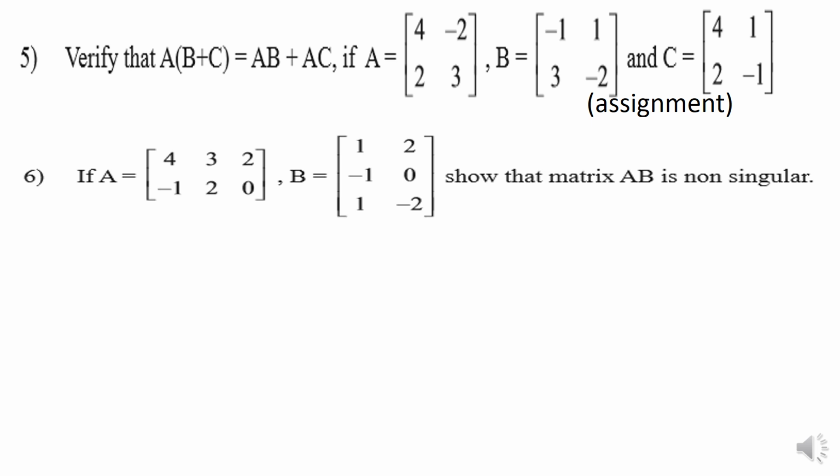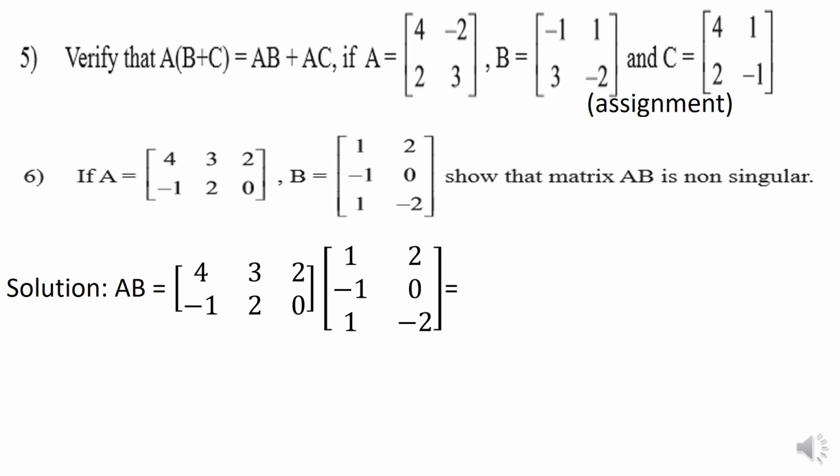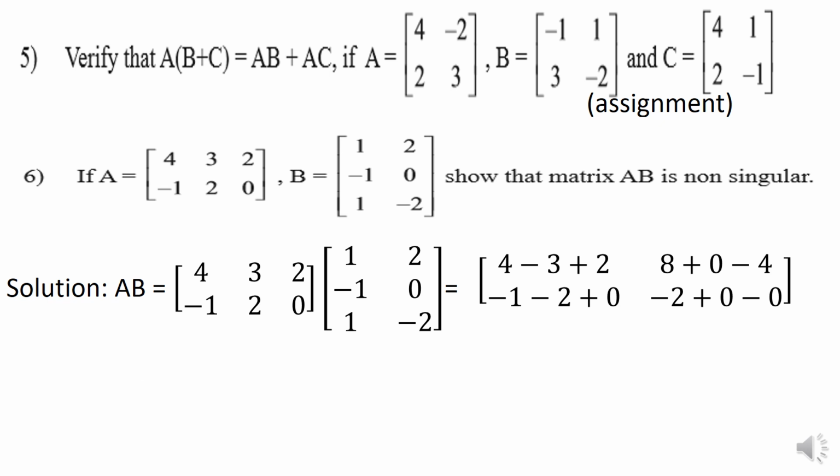Sixth one, A and B are two matrices. You have to show that the matrix AB is non-singular. First, as usual, we find out what is AB by multiplying A and B together. The rows of A are multiplied with the columns of B in the corresponding way, and thus we get the answer like this.